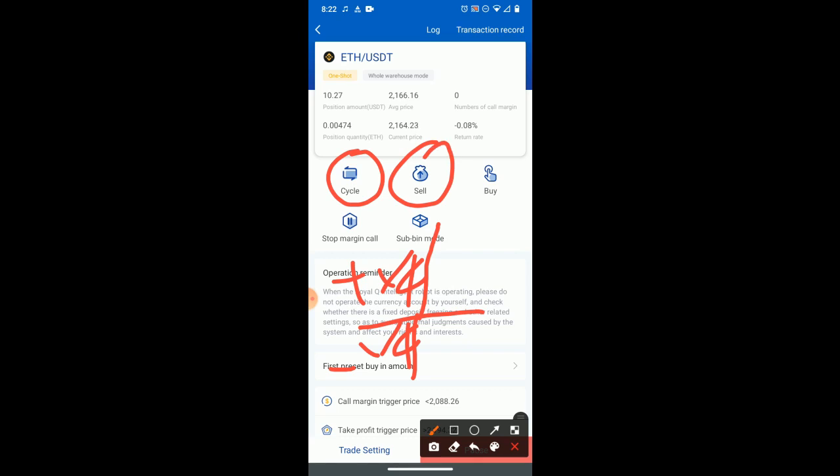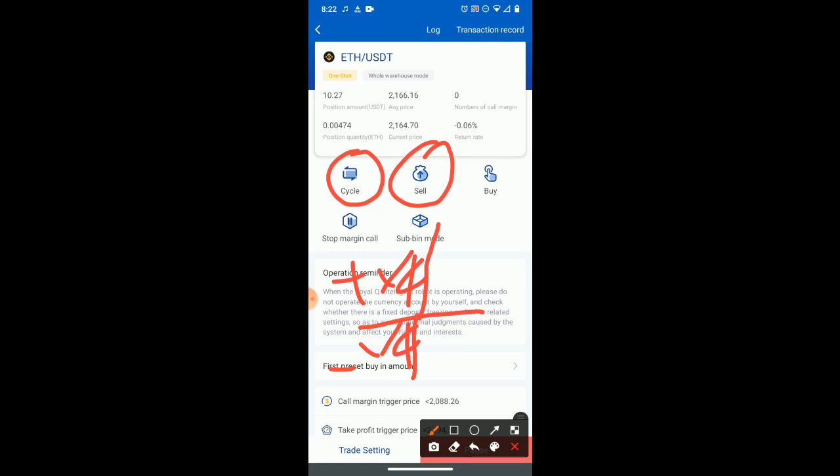That is the liquidation. You are liquidating your position. Liquidation, you are turning everything to cash. You are liquidating it now. It means if it is in negative and you click on sell, you will lose money.